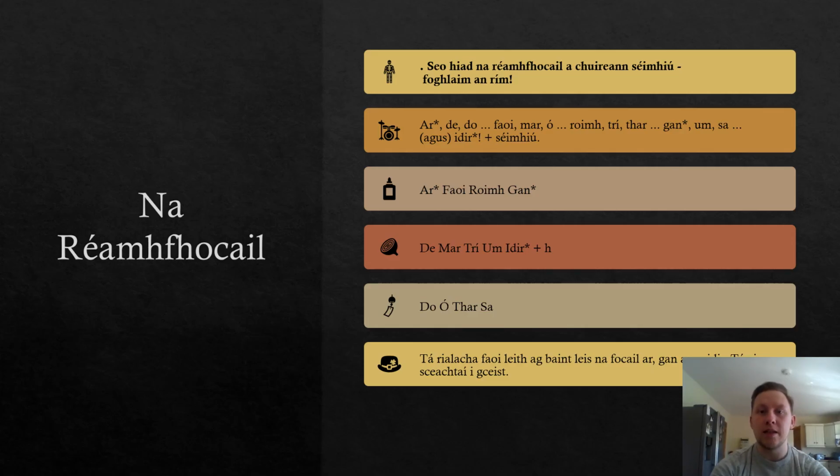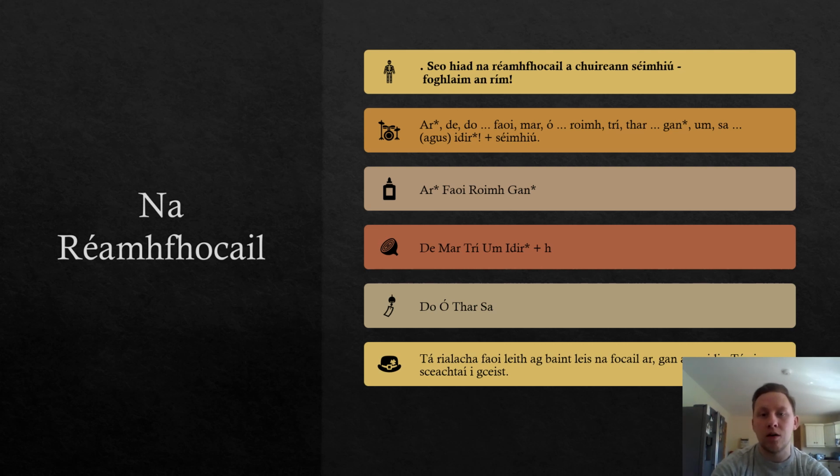Throughout these slides, we're going to go through the rules, rule by rule. First we have the réamhfhocail, which are the prepositions. Sometimes it's good to do it as a rhyme: de, do, faoi, mar, ó, roimh, trí, thar, gan, sa, agus, idir, plus Séimhiú. Obviously agus doesn't go in, but idir does.